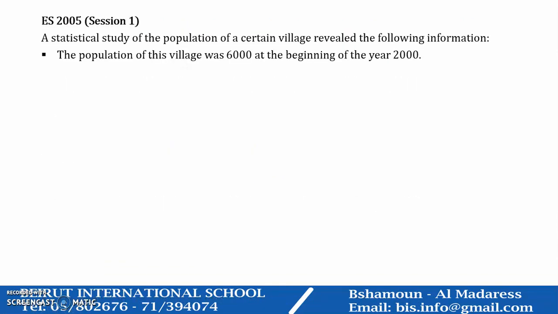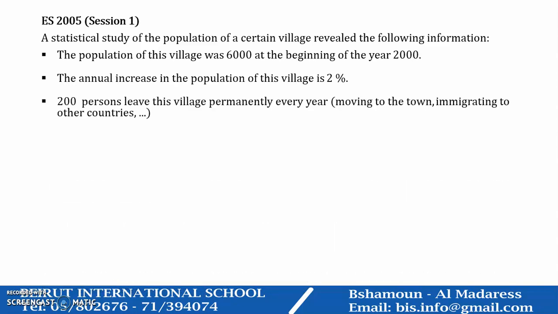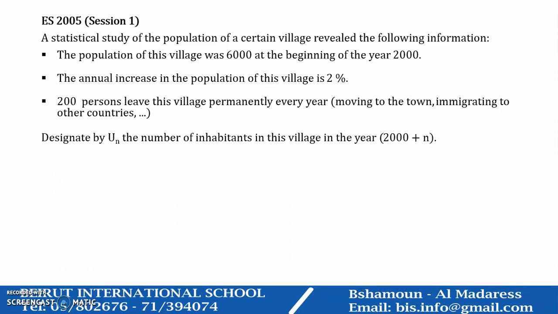The second question: a statistical study of the population of a certain village revealed the following information. The population of this village was 6,000 at the beginning of the year 2000. The annual increase in the population of this village is 2% due to birth. And 200 persons leave the village permanently every year, moving to town, immigrating, or whatever to other countries. Designate by un the number of inhabitants in this village in the year 2000 plus n after n years.